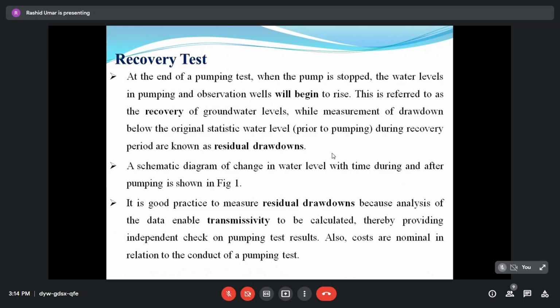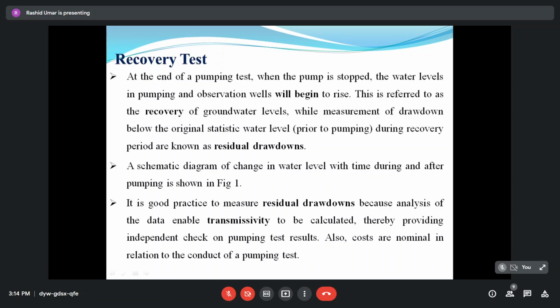The measurement of drawdown below the original static water level prior to pumping, during the recovery period, is known as residual drawdown, that is s'. So we measure the recovery, the recovery time is recorded as t', and the rising of the water level is represented as residual drawdown.